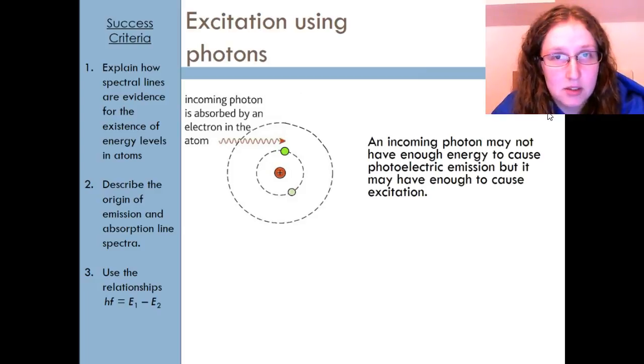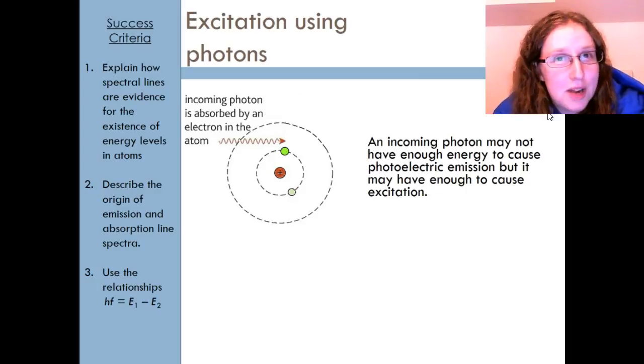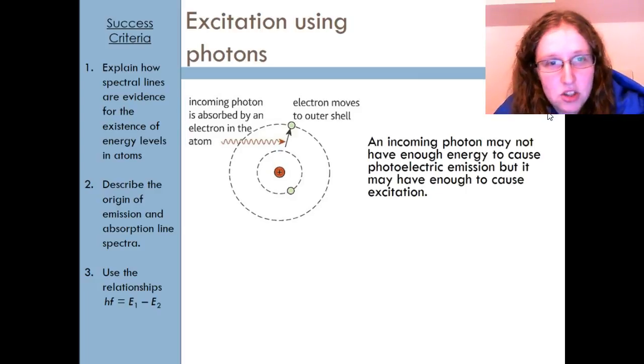So you could imagine I've got a sheet of metal here, and I'm shining a light on it in order to try and move the electrons around. But if my photon doesn't have enough energy to completely remove an electron, it could simply excite it, so cause it to jump to a higher energy level.